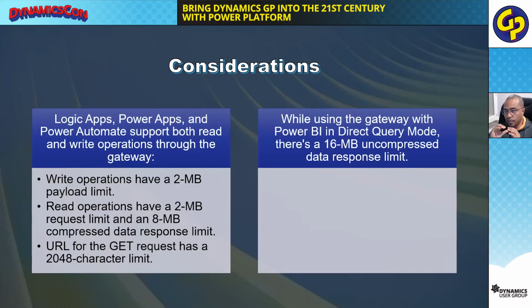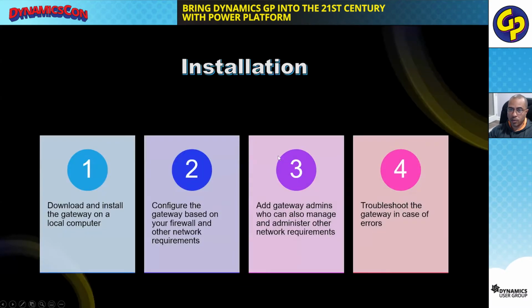So that's just how the services are behaving, and that's kind of how the gateway operates in general. Overall, there's a 2048 character limit in any URL GET request. The only other thing to keep in mind is that if you are using Power BI in DirectQuery mode, there's a 16 megabyte uncompressed data response limit. This is a little bit more than you would handle through Power Apps or Power Automate, but here it is applicable to Power BI.